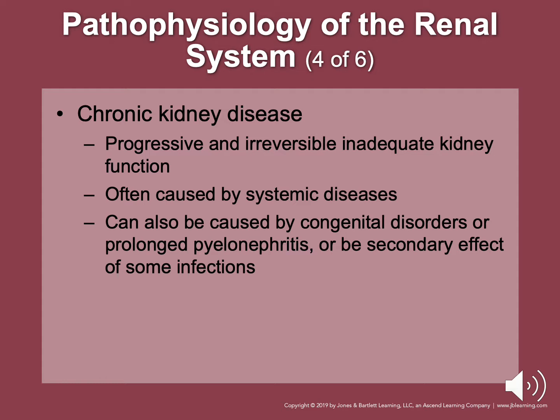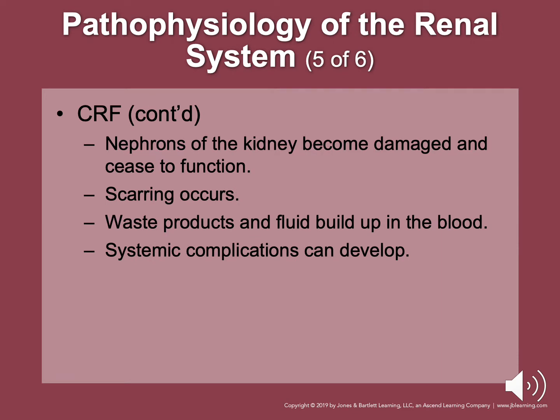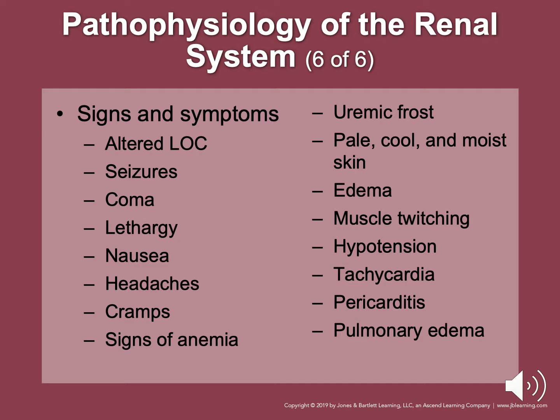As the nephrons in the kidney become damaged and cease to function, waste products and fluid build up in the blood. Systemic complications could be hypertension, CHF, anemia, and electrolyte imbalances. Signs and symptoms are altered LOC, seizures, coma, lethargy, nausea, headaches, cramps, and signs of anemia. You may also see uremic frost on patients, a white, snow-like look, with pale, cool, moist skin, muscle twitching, edema, hypertension, tachycardia, pericarditis, and pulmonary edema.